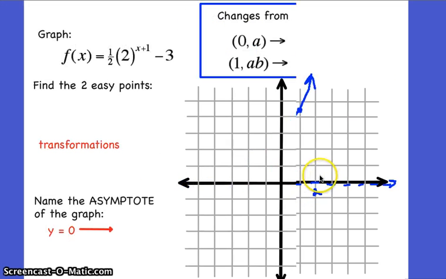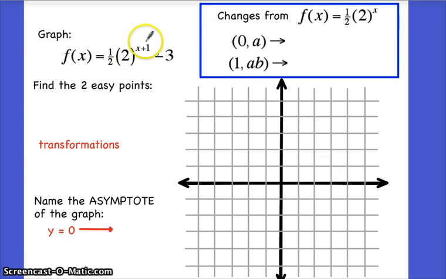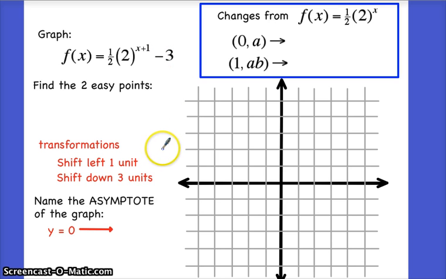Taking advantage of that same idea, what do we do when there's some shifting going on? Well, the first thing I would do is ignore the +1 and the -3. Remember, those are transformations. So they are going to take us shifting to the left 1 unit. That's this +1 up here. And they're also going to take us down 3 units. But left 1 and down 3, from where? Well, let's first find two easy points.